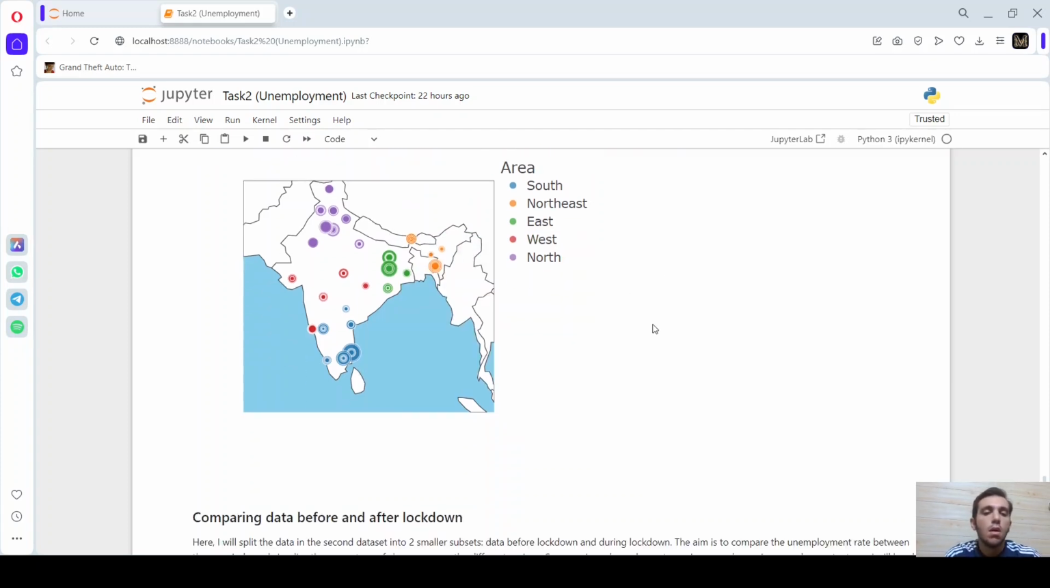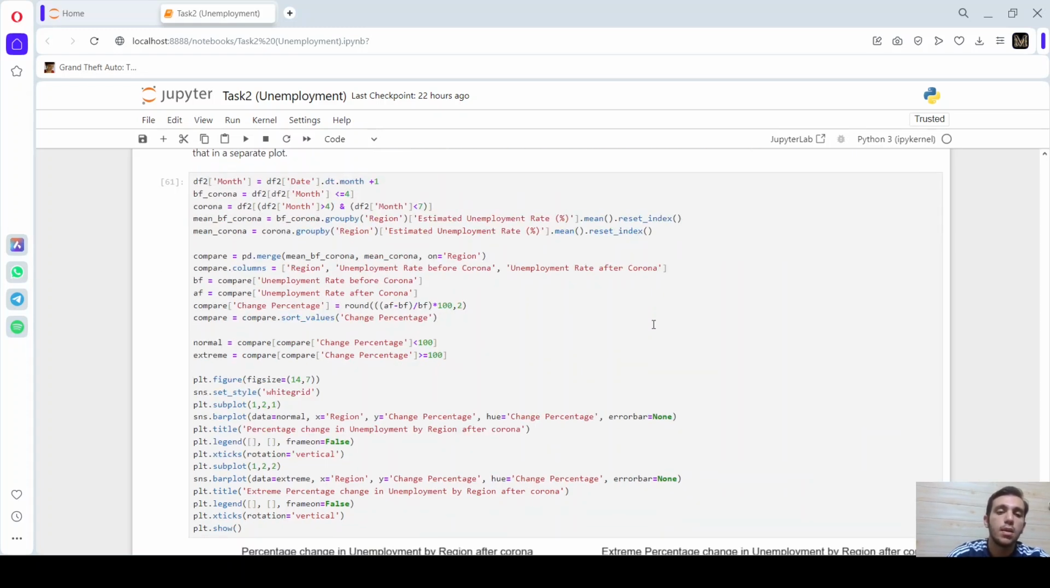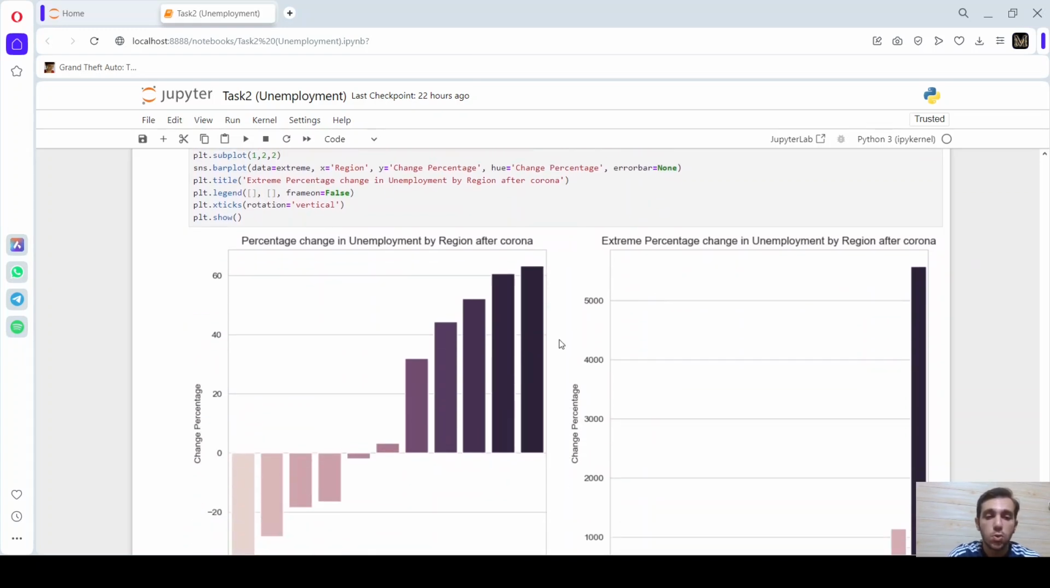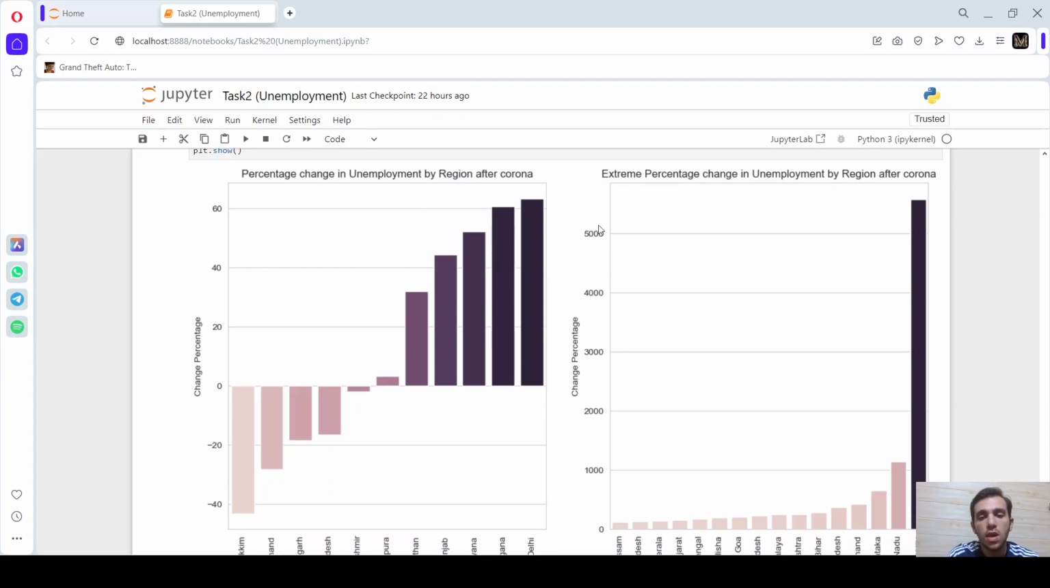So now the most important thing that I did with this dataset is to compare the percentage of change in the unemployment rate before and after the lockdown, before and during the lockdown. So here I made a percentage of change in unemployment rate by region after Corona, and the reason why I split this into two is that the unemployment rate was too extreme in some areas.